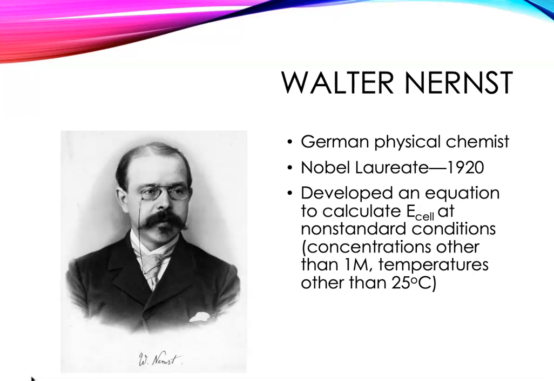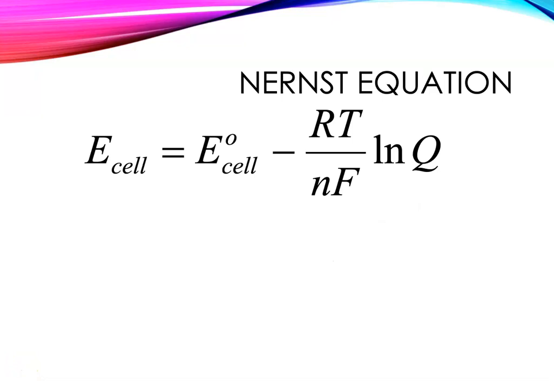So if our concentrations aren't 1 molar, if our temperature for the cell is not 25 degrees Celsius, we can calculate the cell voltage. Here's the Nernst equation in all its glory. Ecell, our non-standard cell voltage, equals E0 of the cell minus RT over nF times the ln of Q. There are a lot of variables here. Let's go through them one by one.